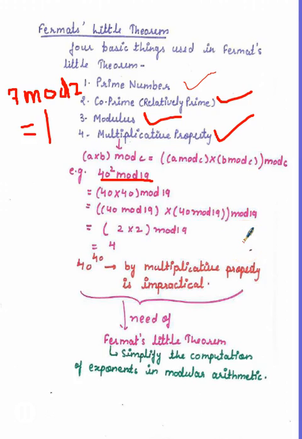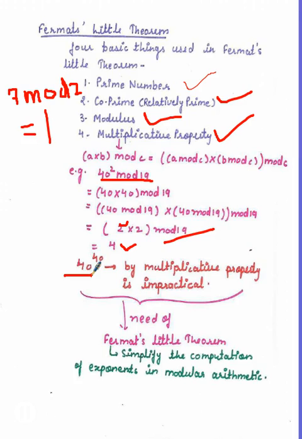40 mod 19 means 40 divided by 19, the resultant remainder is 2. So 2 cross 2 mod 19, that is 4 mod 19, and 4 mod 19 is 4 because 4 is not divisible by 19. This multiplicative property is useful when the exponent power is small. But what if the exponent power is very high? For example, if we have to calculate 40 raised to the power 40. This will be impractical to solve with the multiplicative property because again it will be a very large computation.